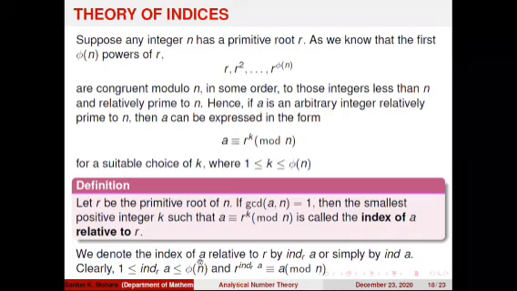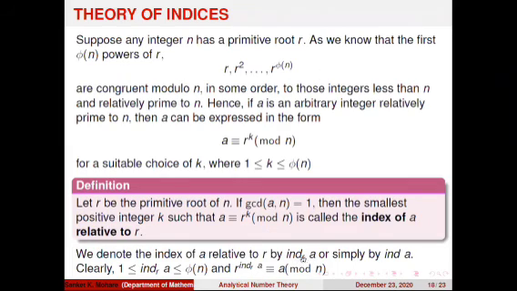We denote the index of a relative to r by ind of a, with r in the suffix, or simply by ind a. So clearly, the index of a relative to r lies between 1 and phi of n, and r to the power index of a relative to r is congruent to a modulo n.